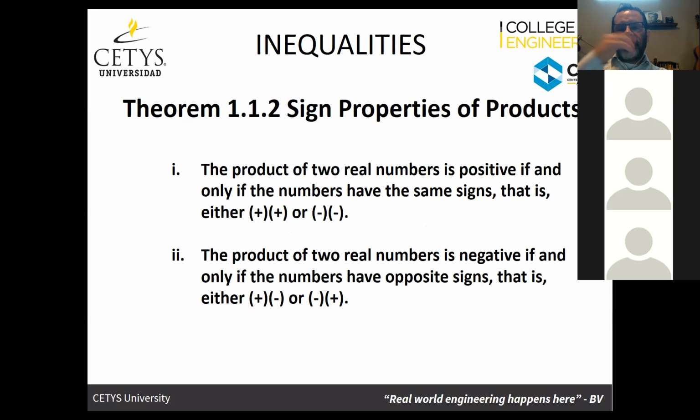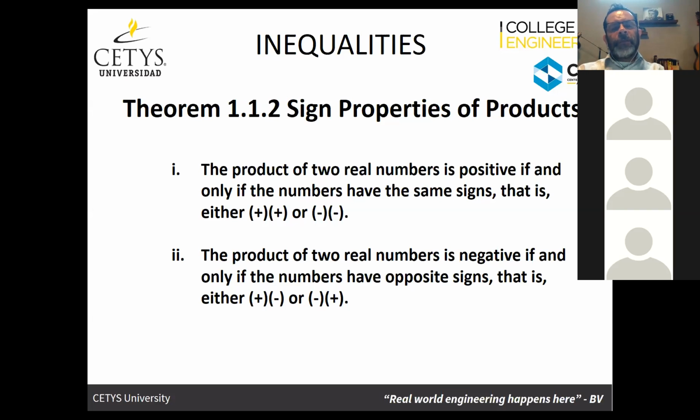Okay, now let's refresh the sign properties of products of numbers, because all of the inequalities that we've solved, the 2 examples we saw up to this point, are called linear inequalities. And so we're going to be seeing how to solve nonlinear inequalities. That's the next topic or section. In the case of nonlinear inequalities, we're going to need to consider the sign properties of the products.